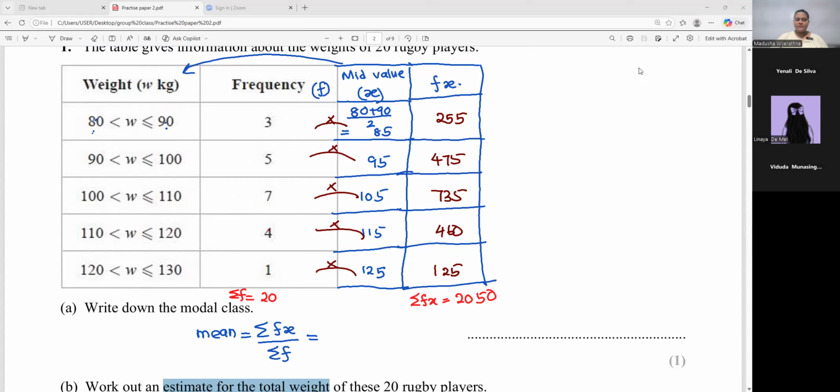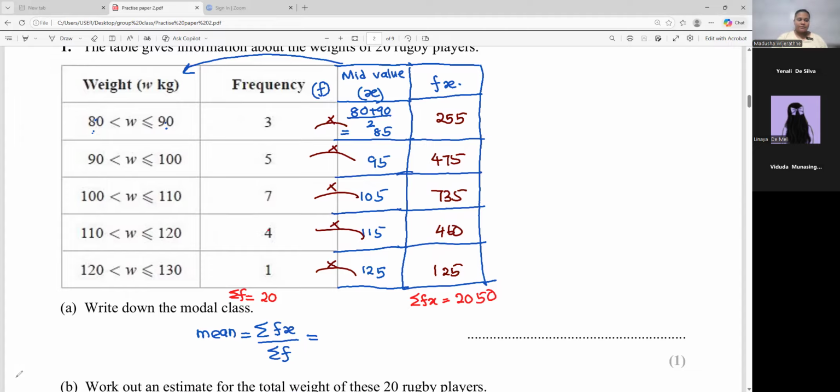Now the meaning of this fx multiplying is finding how many are there in the range and what are their total weights. In the first class interval, 80 to 90, there are 3 rugby players. Their weights are in 80 to 90, but we don't know one by one. So we thought all of these 3 are having 85 kilograms. This is an estimate, not the real weight. Now there are 3 players, so their total weight is 255.